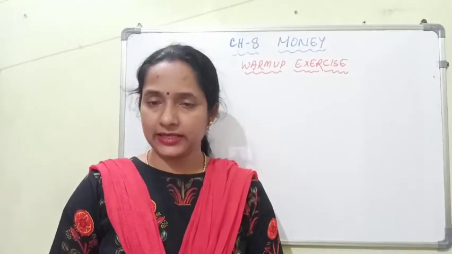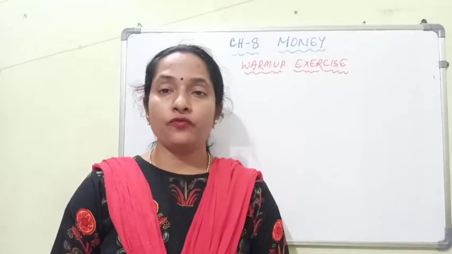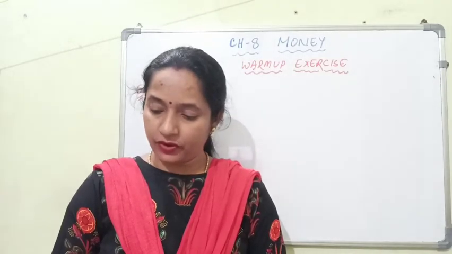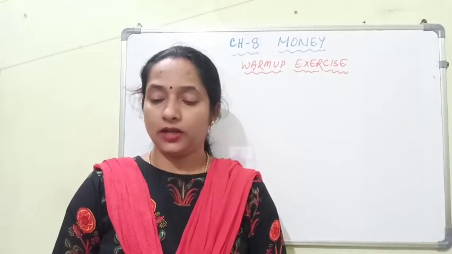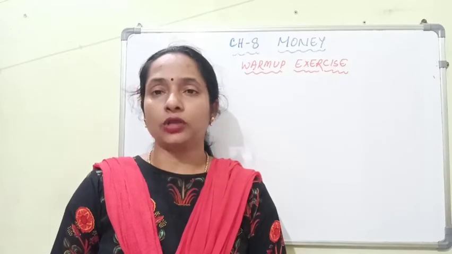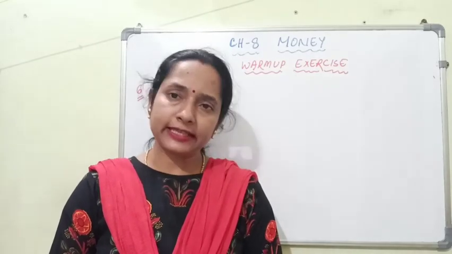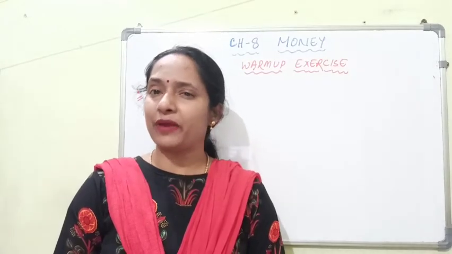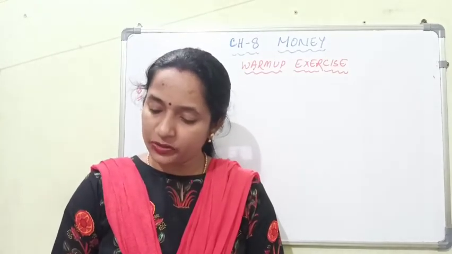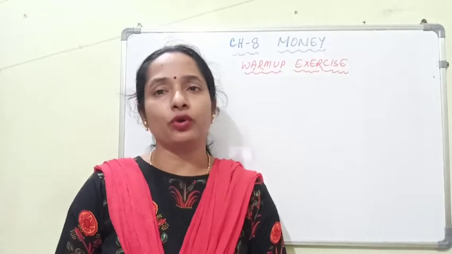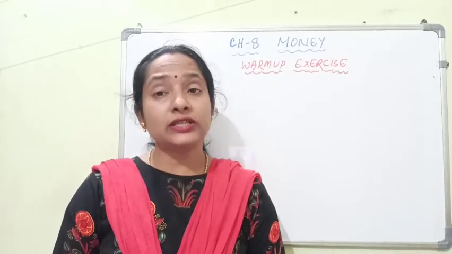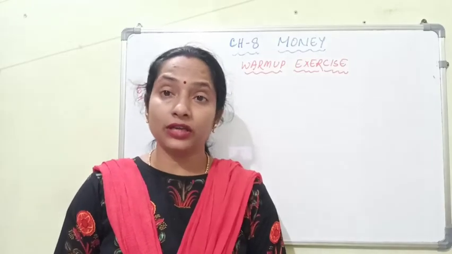Question number 6 is: Gurbachan spent 475 rupees 80 paise from his savings of rupees 2000. So Gurbachan has saved 2000 rupees with him and he has spent some money from it. How much did he spend? He spent 475 rupees 80 paise. Now how much amount is left with him? So how can you find?